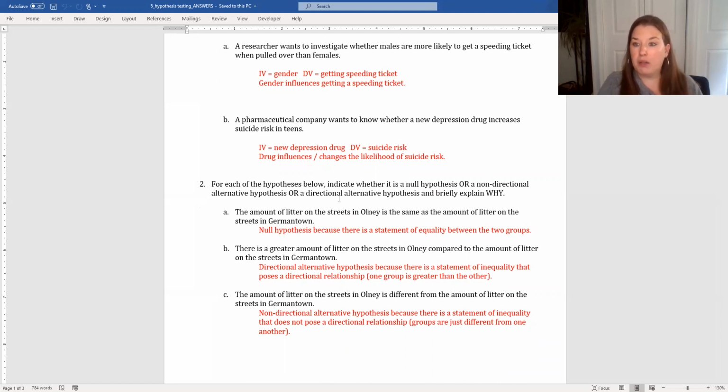So remember, the dependent variable is always the thing we're looking at to see, does that change as a result of the independent variable? Does the independent variable influence the dependent variable?